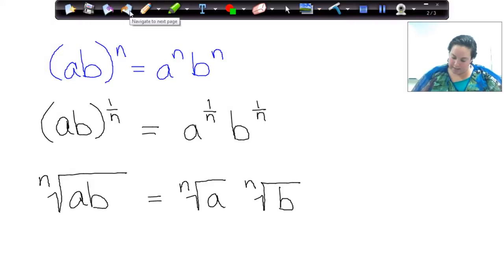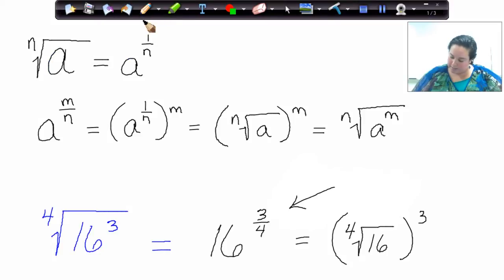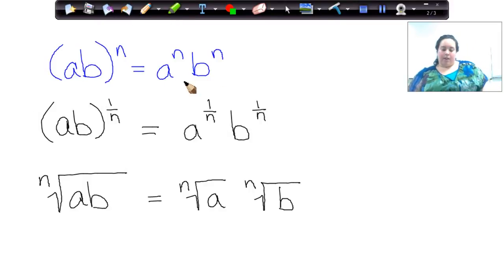So let's look at some old rules. We did these rules right here. A times b raised to a power equals a raised to the power times b raised to the power. We did this last section. So let's go ahead and look at how it works with fractional exponents. A times b raised to the 1 over n. Remember, this is just a radical. This and this are the same thing. A times b raised to the 1 over n is the same thing as the nth root of a times b.